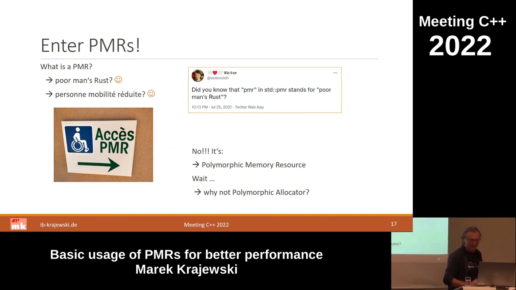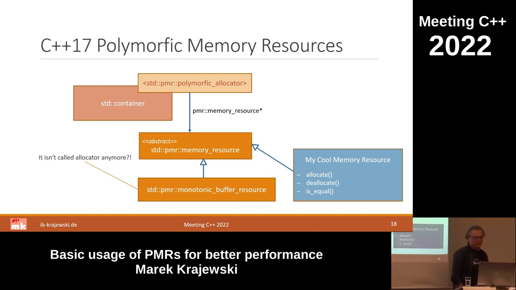Okay. So what are PMRs? Victor says it's performance rust. French people would say it's personne à mobilité réduite. But it's an acronym for polymorphic memory resource. Well, why not polymorphic allocator? So we have to have a look at the design of these types. We have our old STD container, and then we templatize it on our new polymorphic allocator. This is our wrapper class. This wrapper class will then have a pointer to a base class, PMR memory resource. And if you want to provide a new memory allocator, we just implement a new type of memory resource, a new subclass.